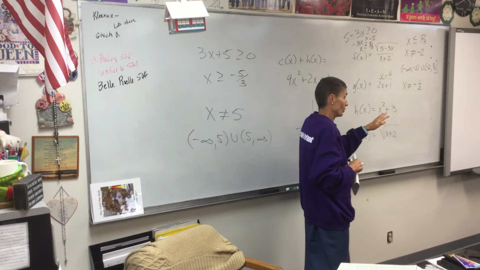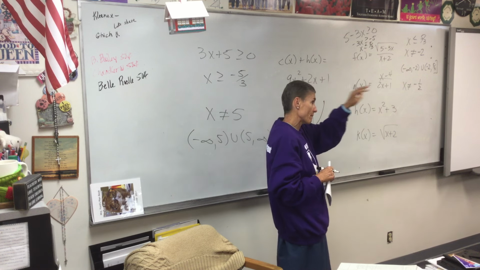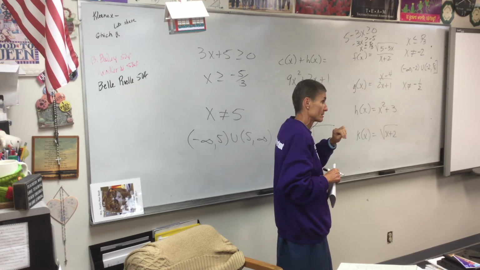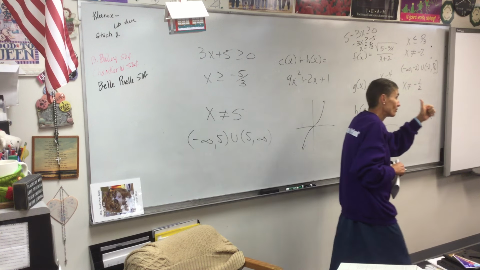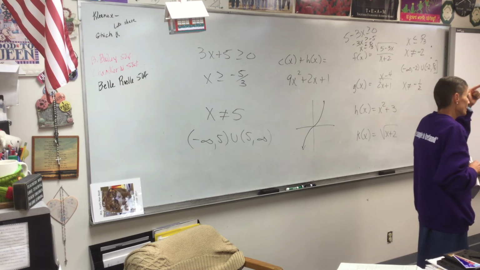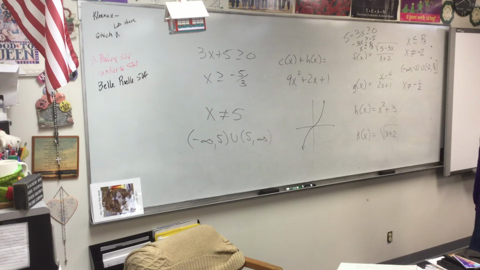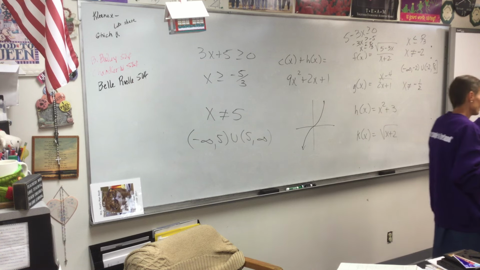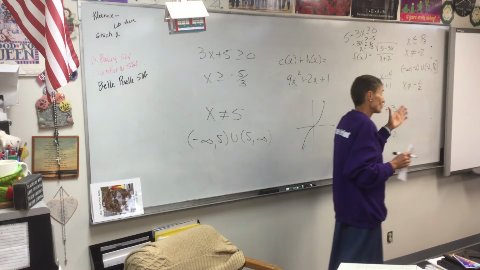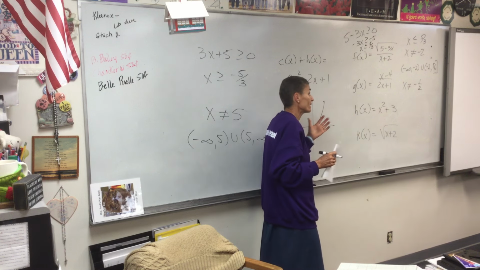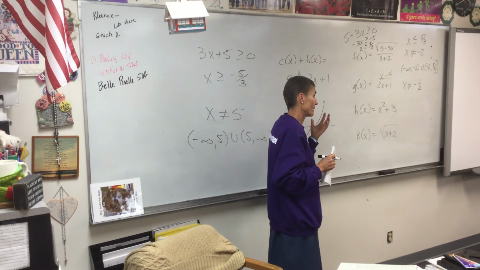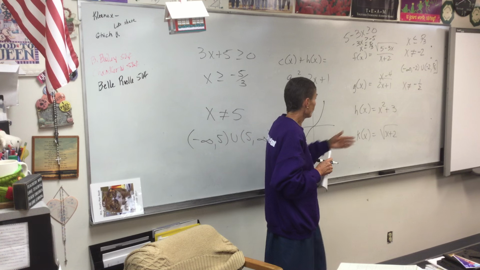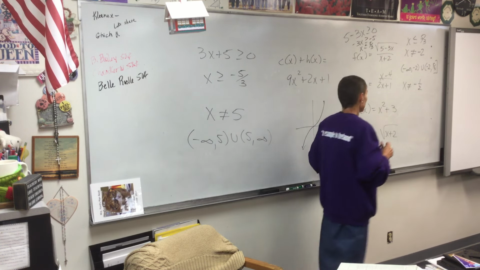In domain world, there are 2 things I worry about. What are the 2 things? Denominator can't be 0. Anything under the radical has to be bigger than or equal to 0. So the numerator, I don't even worry about it unless it has a radical. Then I've got to worry about it. What about H? All reals.